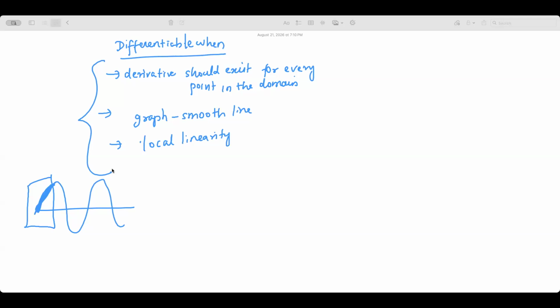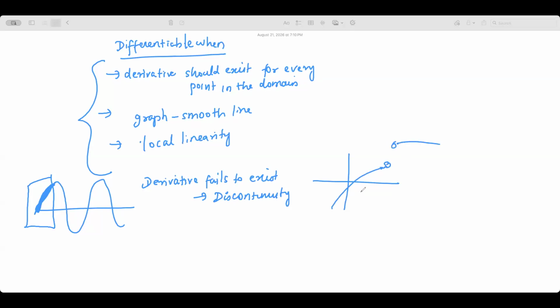Okay. When does the derivative fail to exist? The derivative will fail to exist when, number one, it has a discontinuity. Let's say a graph is like this. See, there is a discontinuity, or there is a vertical tangent.